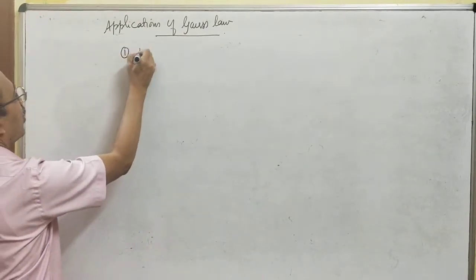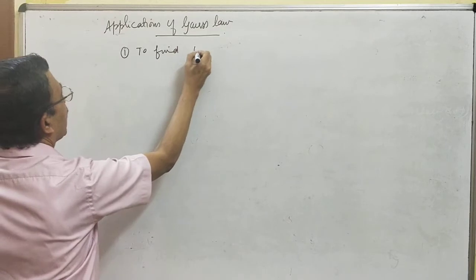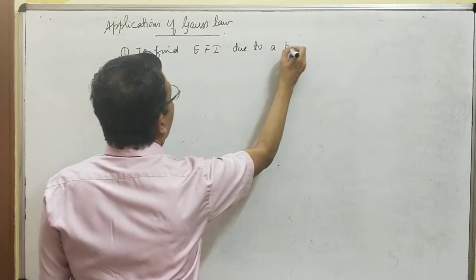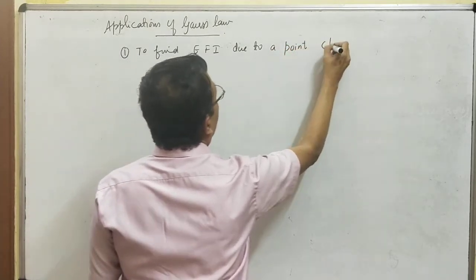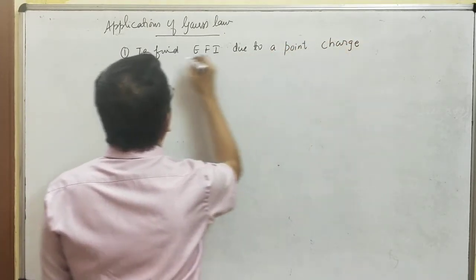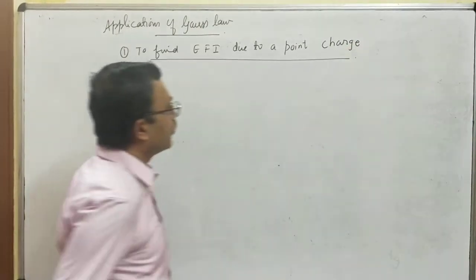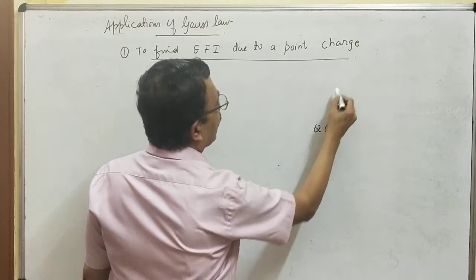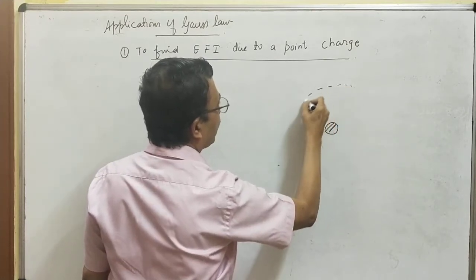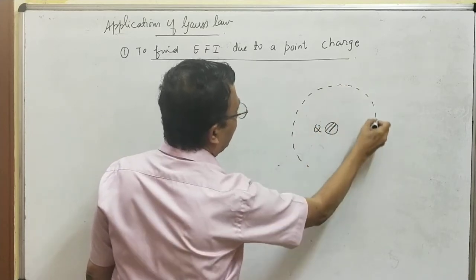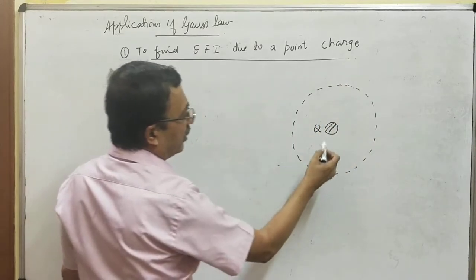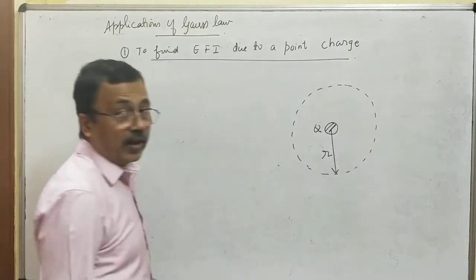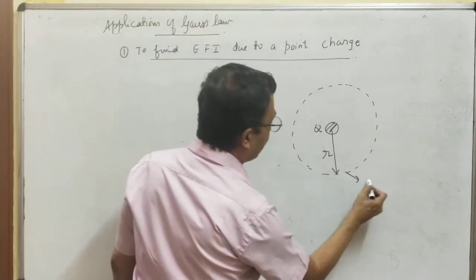First one, to find electric field intensity due to a point charge. Let Q be the point charge. Now construct a Gaussian surface. Normally we indicate Gaussian surface by dotted lines. It's a Gaussian surface, here a sphere. The radius of the Gaussian surface is r. So this is the Gaussian surface.